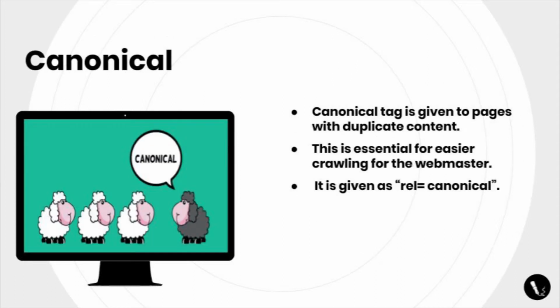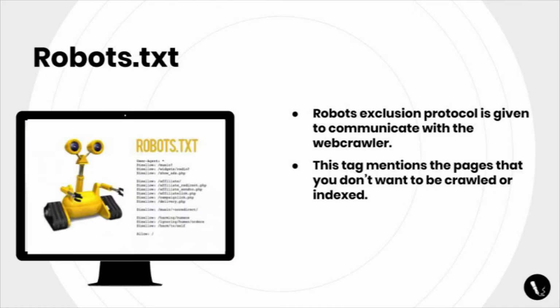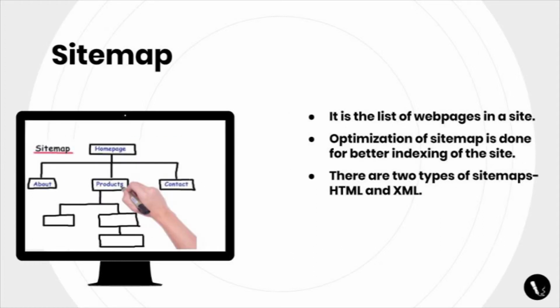Canonical. A canonical tag is given to a website to reduce the duplicate content issues. This helps the webmaster while crawling through particular web pages. Robots.txt. Robots.txt or robots exclusion protocol is used to communicate with the web crawlers. This tag is given to a web page that you don't want to be crawled. Sitemap. It is a list of pages present in the website. This shows the direction of where the pages lead to and should be properly optimized.